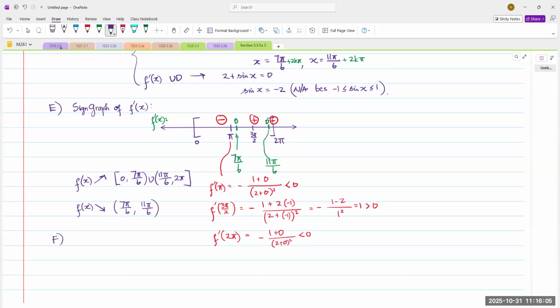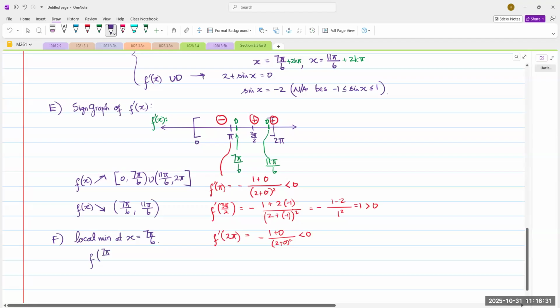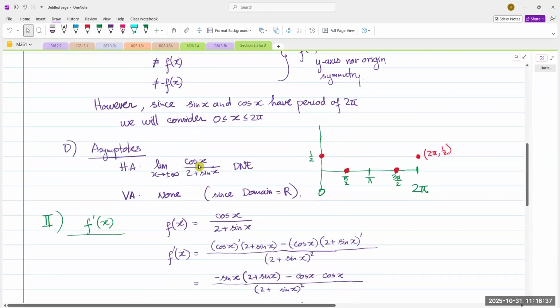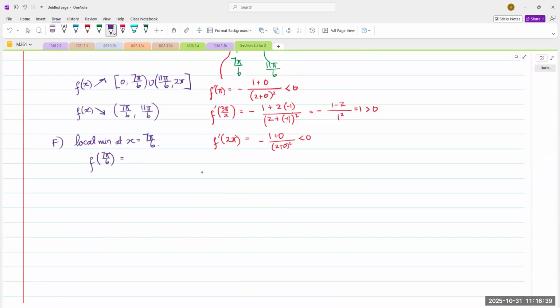With that said, we can also see the slope is going down here, going down here, and then later on goes up here, so there will be a local minimum at 7 pi over 6. Local minimum at x equals 7 pi over 6, and the local minimum value is f of 7 pi over 6, which is, what is the function again? Cosine x over 2 plus sine x. So this is cosine 7 pi over 6.